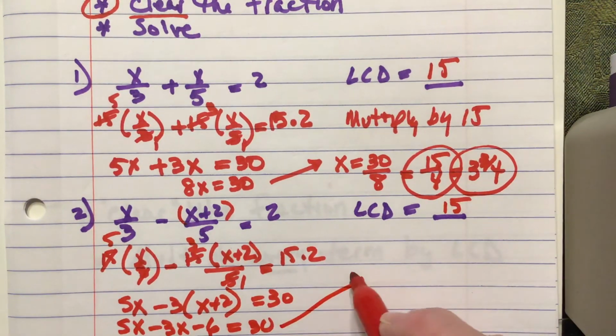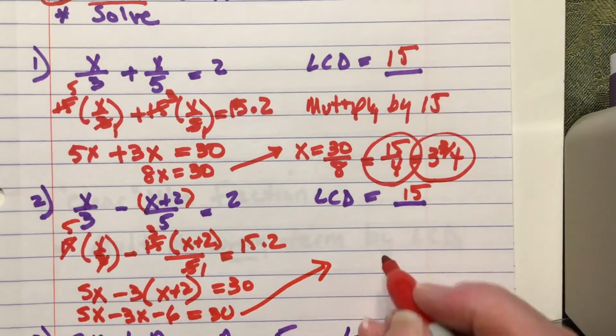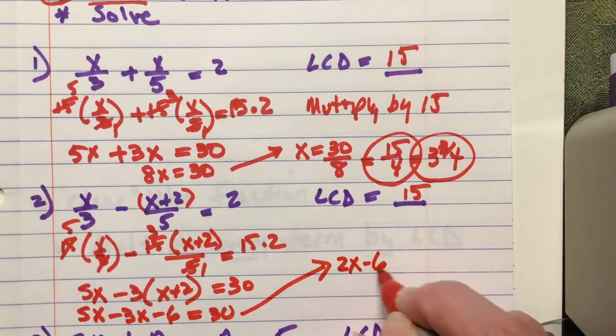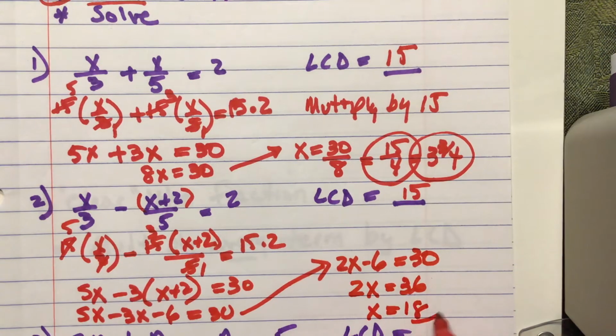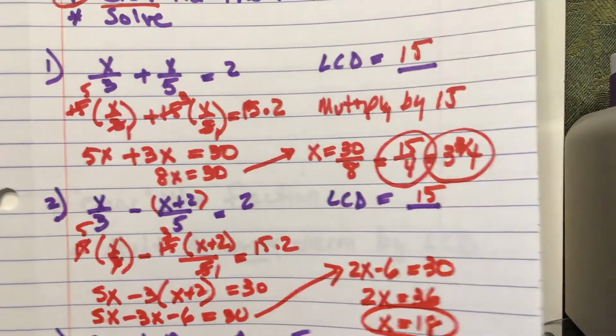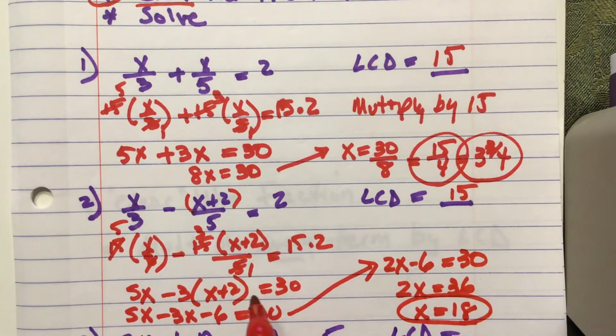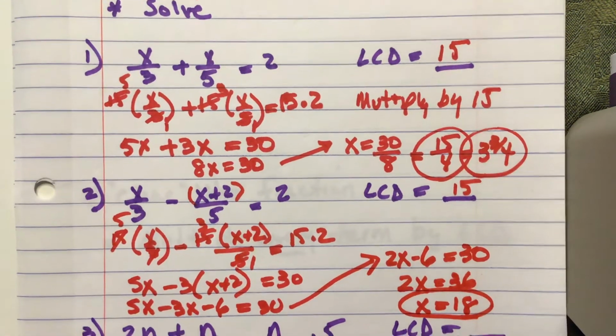And let me move it up here so we have a little bit more room. And so 5x minus 3x is 2x minus 6 is 30. Add 6 to both sides. 2x is 36. And x would be 18. Okay, so again, I cleared the fraction. That way I got rid of the fraction, and how I clear it is multiplying it by the least common denominator. So let's try another one.